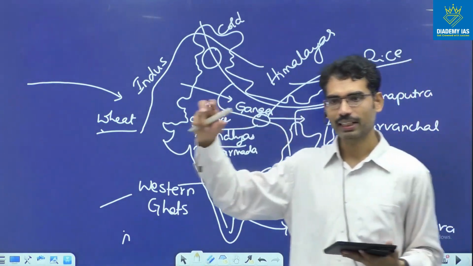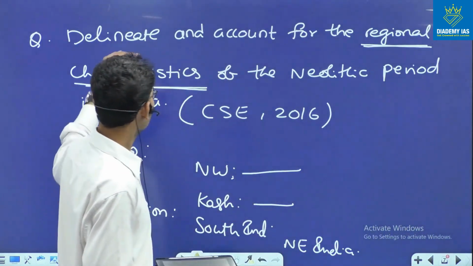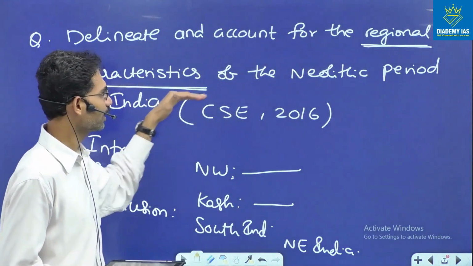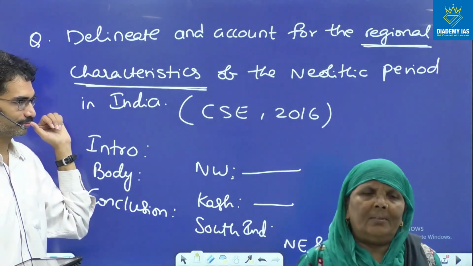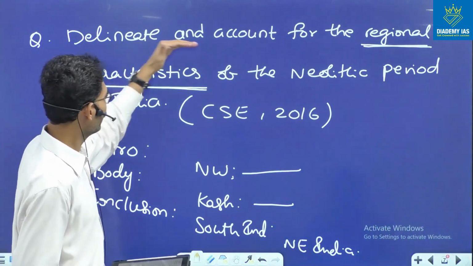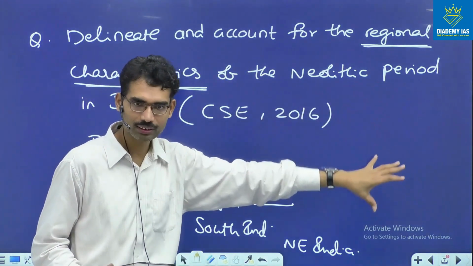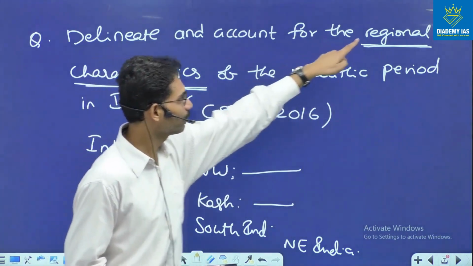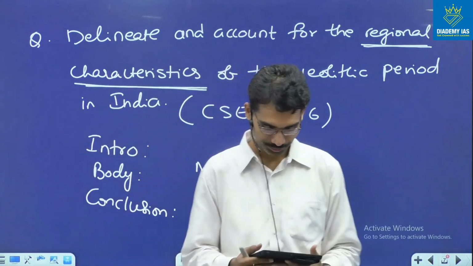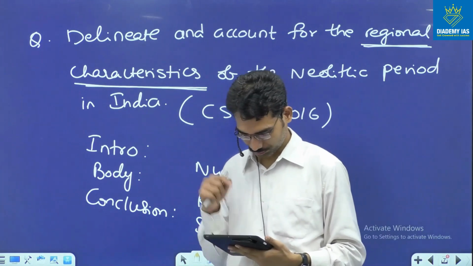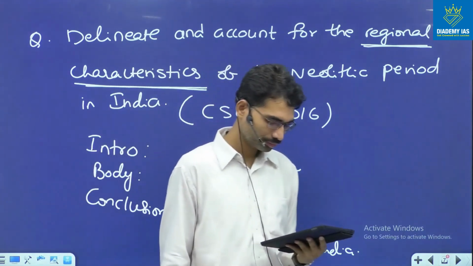Now you got a regional characteristic. The question is asked to delineate and account for the regional characteristics of the Neolithic period. We are talking about Neolithic. Examples we also brought, and one regional characteristic is related to houses.